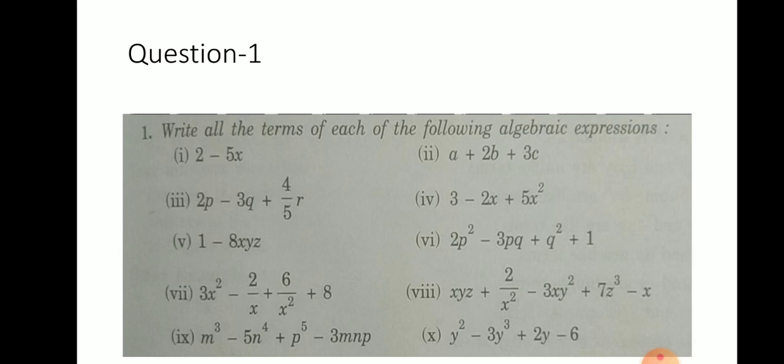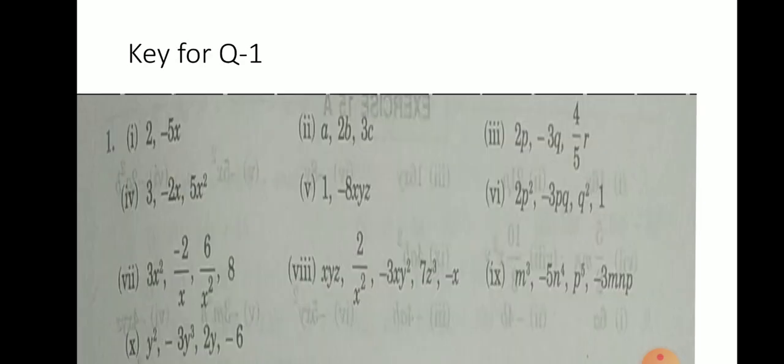In the same manner, the fifth one has 1 comma minus 8xyz. Sixth one has 2p square minus 3pq plus q square plus 1. The terms of this expression are 2p square comma minus 3pq comma q square comma 1. Yeah, here you can check all the terms of the sixth question.